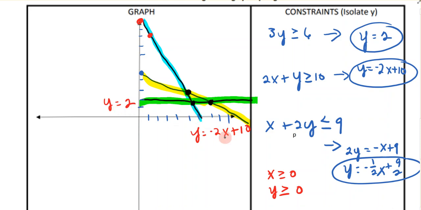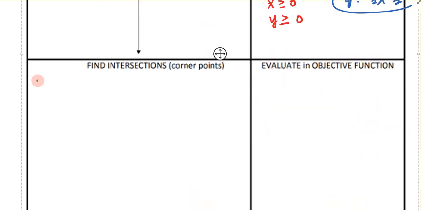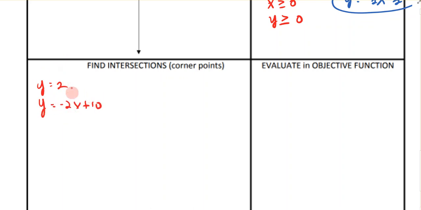I need these two equations. All right, so I'm going to come down here and say we're going to have y. Let's do red. We're going to have y equals 2 and y equals negative 2x plus 10. Y is equal to both of those, so where they intersect, we're going to put that equal to that. So we've got 2 equals negative 2x plus 10.